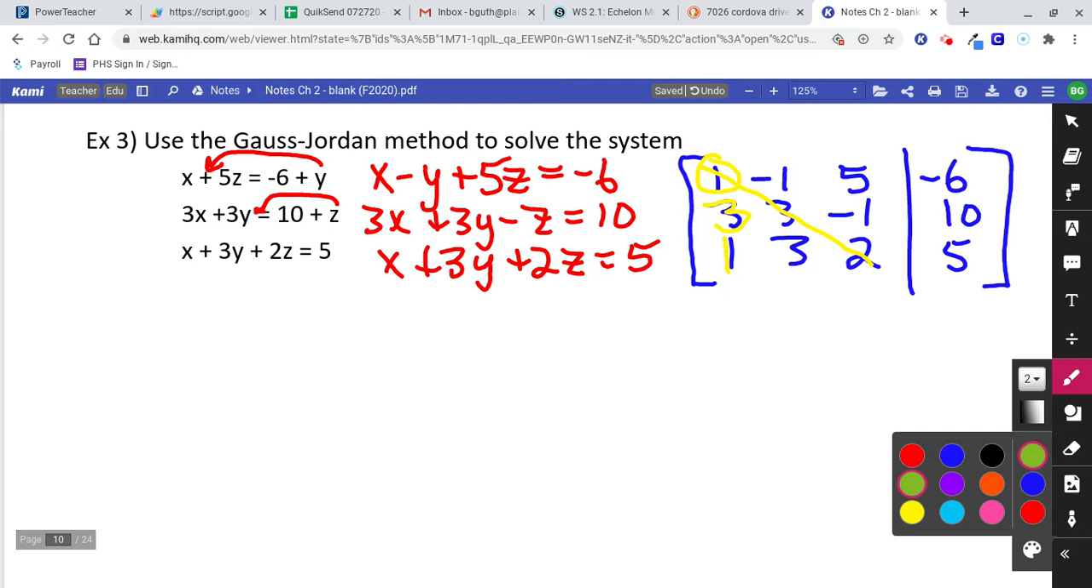So to get rid of that 3, I'm going to go row 2 minus 3 row 1s. Now again, I have to use this number right here. So if I do row 2, that's going to be a 3 minus 3 of those 1s, that's going to be 0. 3 minus 3 is 0. That's what I want. The top row you can leave alone.